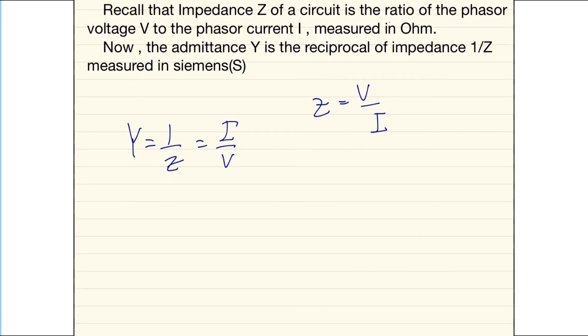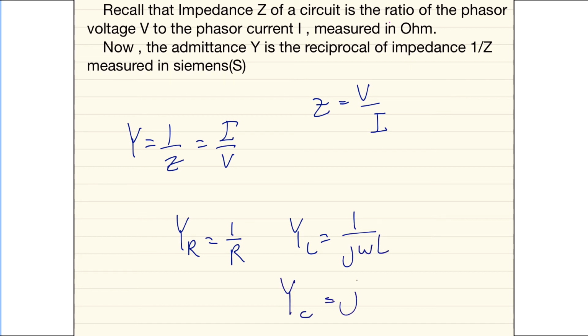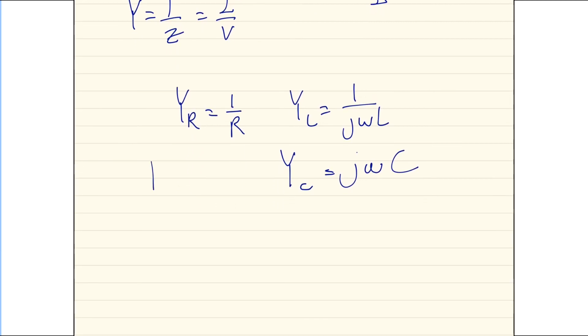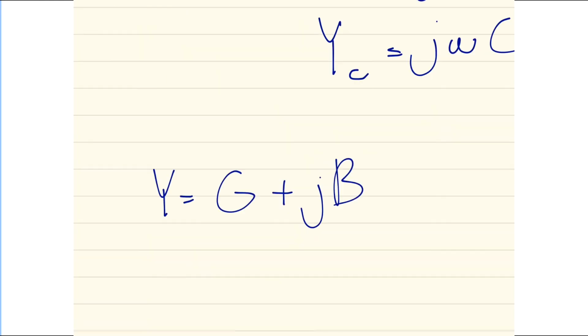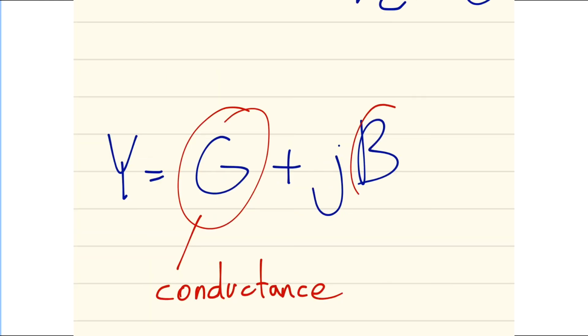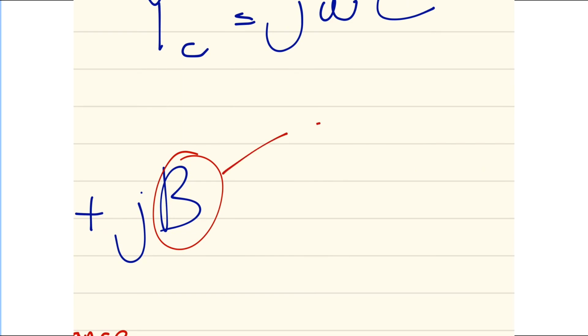So for the resistor, admittance will equal 1 over R, for the inductor, admittance will equal 1 over j omega L, and for the capacitor, admittance will equal j omega C. And we can represent these in complex quantity form, that is Y equal to G plus jB. G represents conductance and B represents susceptance.